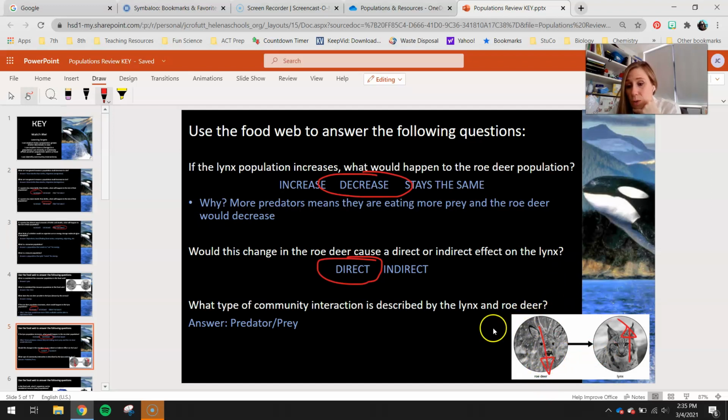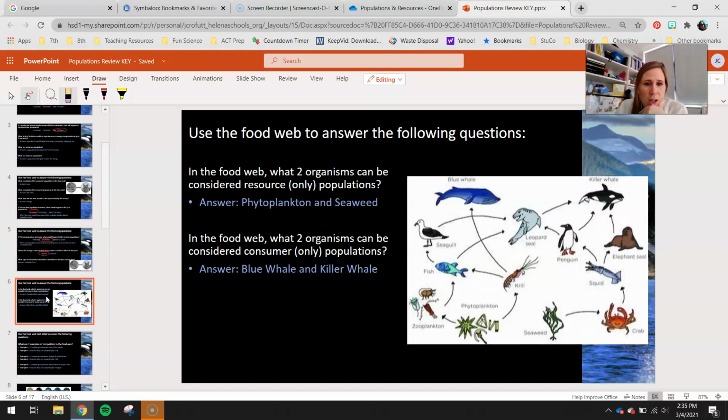And then if our roe deer increase, then we're going to have more food available for the lynx, so they're going to reproduce and increase. And that's just going to keep cycling through that increasing, decreasing wave of populations between the predator and prey. Just something we typically see in predator-prey relationships. Okay? All right, moving on.